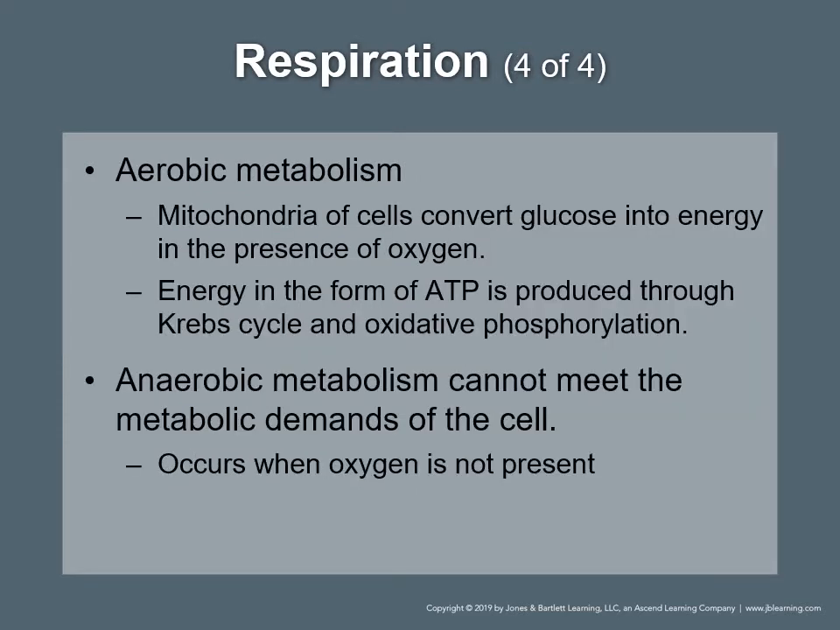In the presence of oxygen, the mitochondria of the cells convert glucose into energy using the process known as aerobic metabolism. Energy in the form of ATP is produced through the Krebs cycle and oxidative phosphorylation. When aerobic metabolism cannot meet the metabolic demands of the cell, glycolysis results in less ATP production. Adequate levels of perfusion and external ventilation must be present for aerobic internal respiration. Anaerobic metabolism occurs when oxygen is not present.